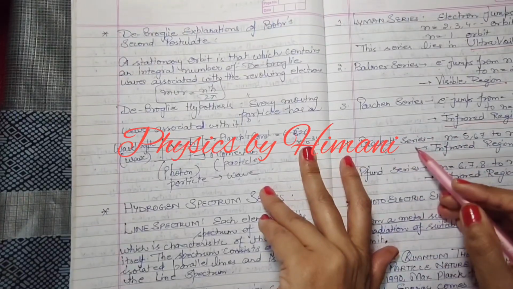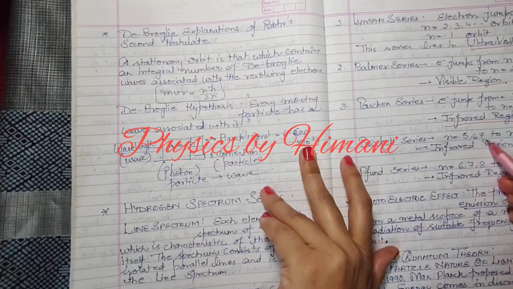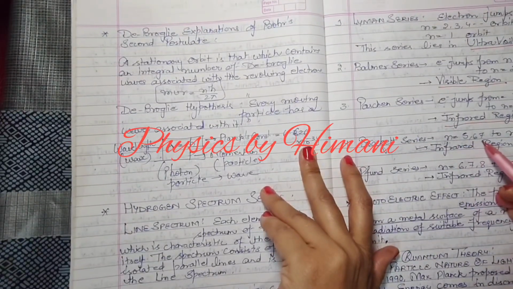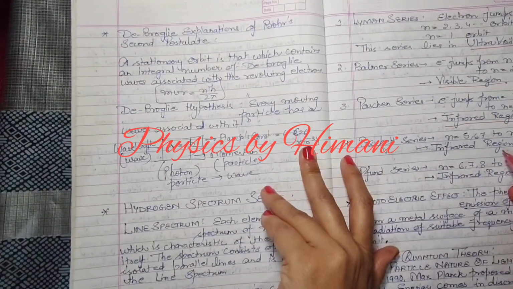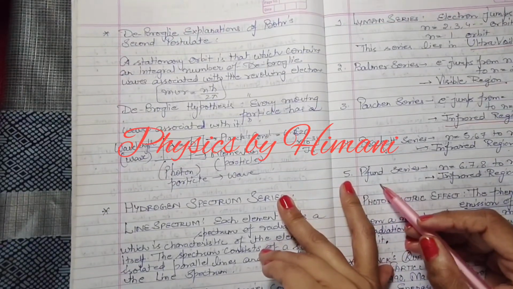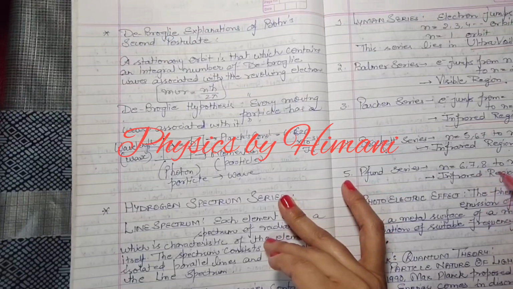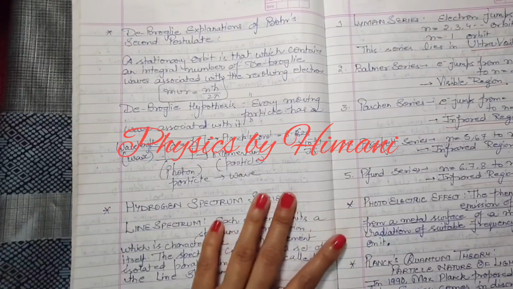Next, the Brackett series. In this series, the electron jumps from n equals 5, 6, 7 to n equals 4 orbit, and this lies in the infrared region. Next, the Pfund series. According to it, the electron jumps from n equals 6, 7, 8 to n equals 5 orbit, and this is also in the infrared region.